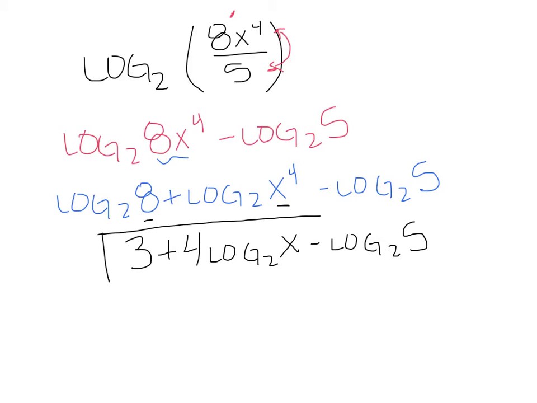So this final line here is fully expanded. We've used our properties as much as possible to simplify the arguments as much as they can. Our arguments just ended up being x and 5, as opposed to the argument we started with, which was 8x to the 4th over 5. A lot more complex.